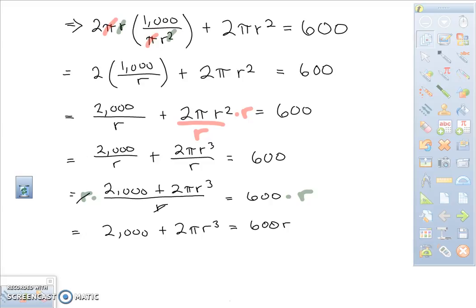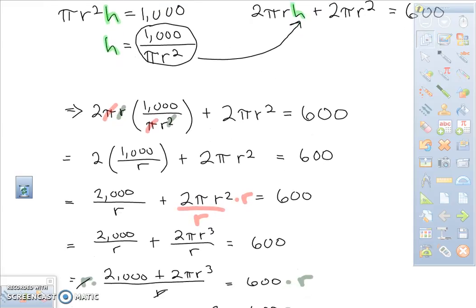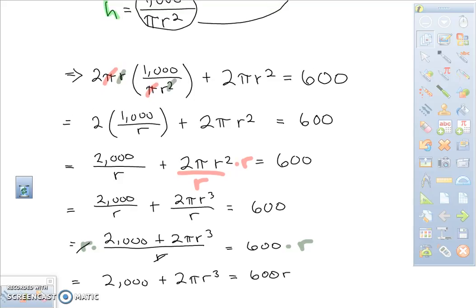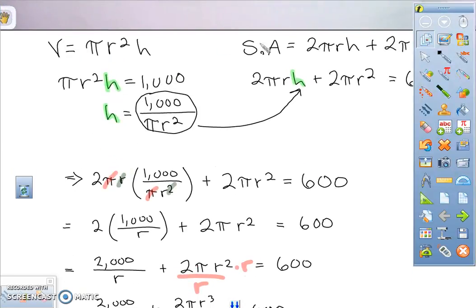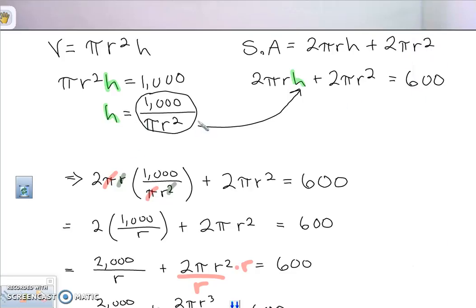Alright, so this is what I got. Here's the work. All I really did was take my two formulas and solve one for h. You could have solved for r, but it's a lot easier if you just divide both sides by pi r squared and get h. I did that so that I could plug this into the second formula and go from having two different variables to just one variable. In this case, we just have the variable r for radius.